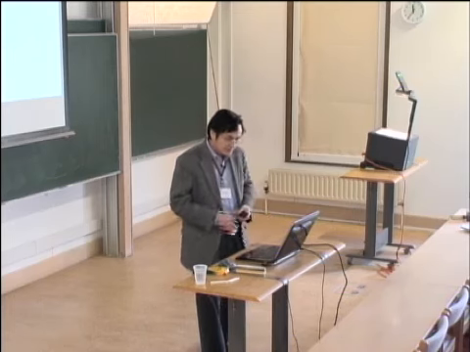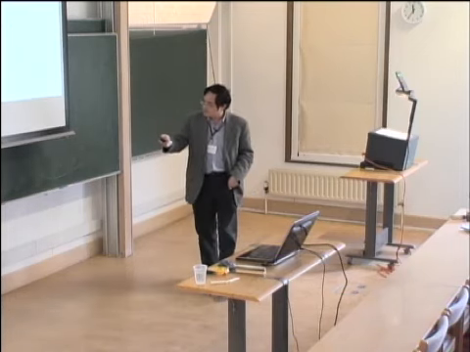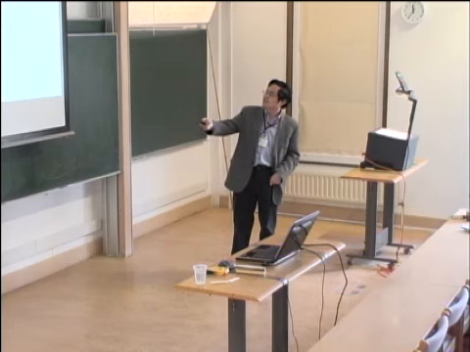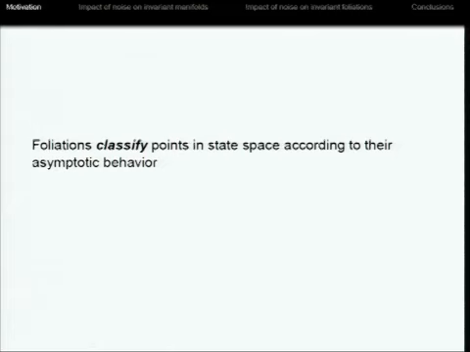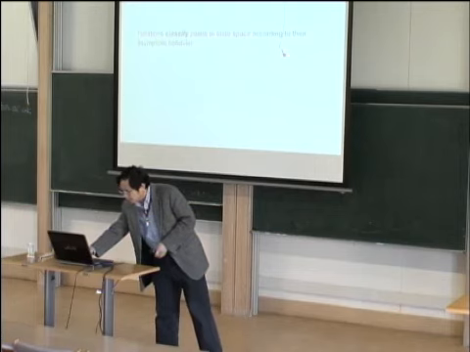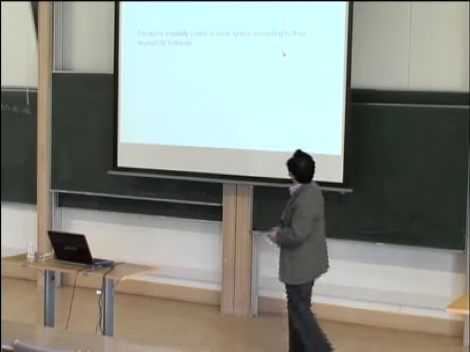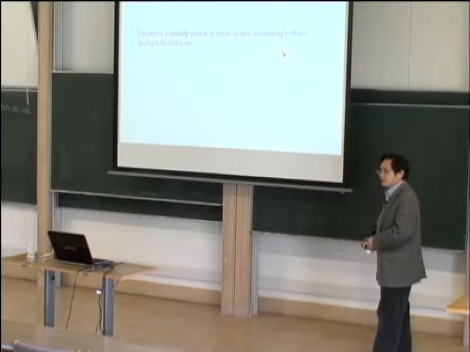Now, this is an example for a deterministic system. In this deterministic system, the fibers are straight lines. This is what we call a foliation portrait, instead of the phase portrait you saw earlier. For linear systems, as you see here, manifolds are straight lines and fibers are all straight lines. For nonlinear systems, you expect curves or surfaces or more complicated structures, right? So let's summarize this. Foliations or fibers actually classify points in state space according to their asymptotic behavior.